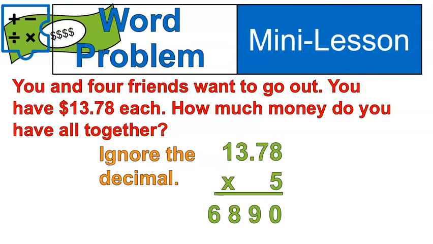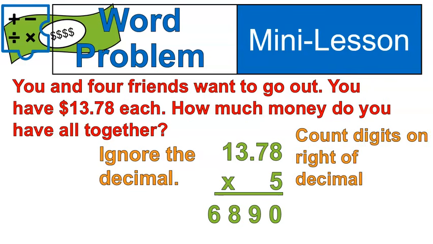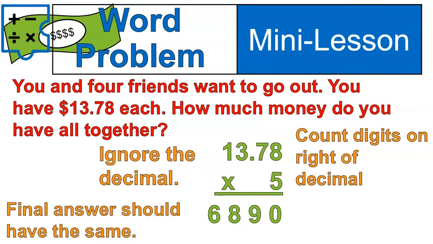But then at the end, we count how many digits are on the right of the decimal. There's 78, right? 7 and the 8. That's 2 digits, the 7 and the 8. So in our final answer, we're going to have 2 digits on the right of the decimal. There. So you have a total of $68.90 because we took me and my 4 friends, so all 5 of us, and we multiplied the number together.